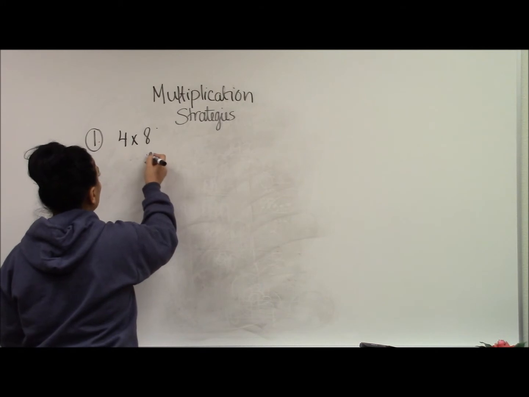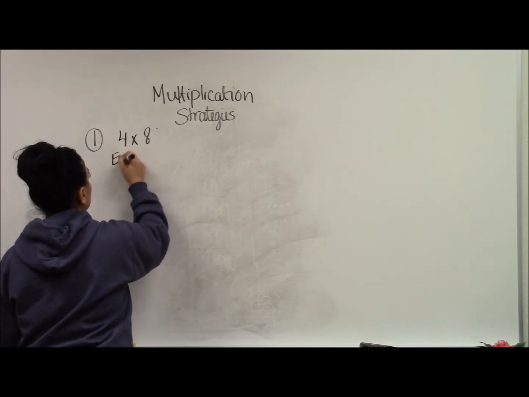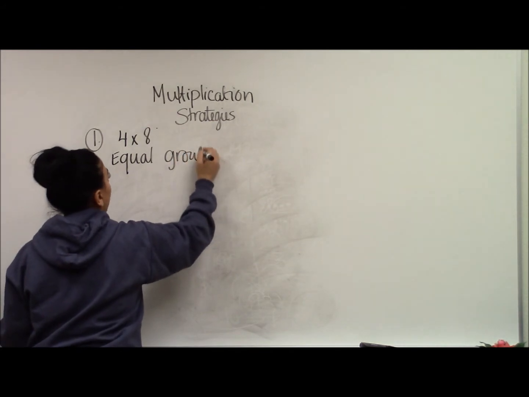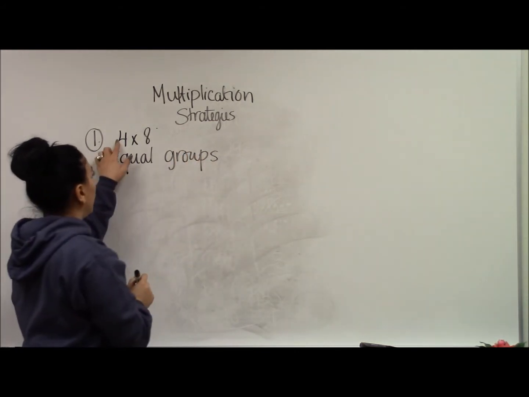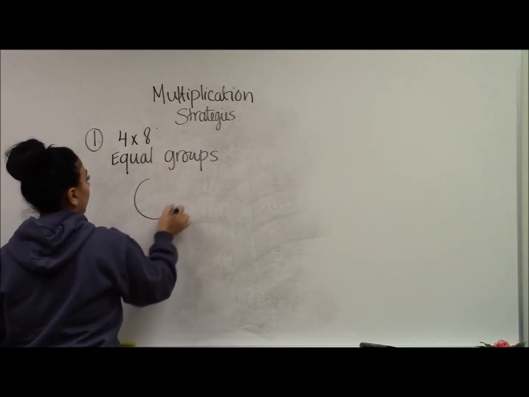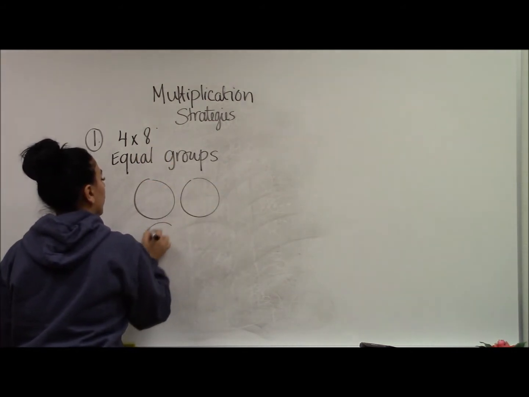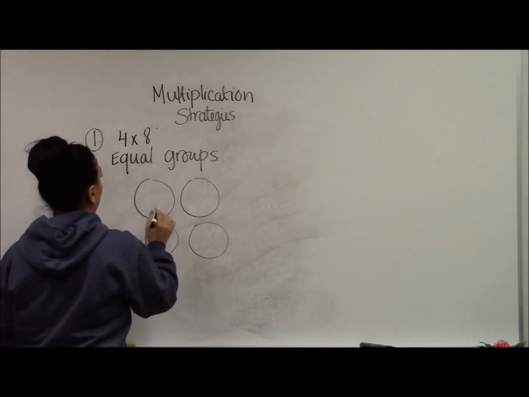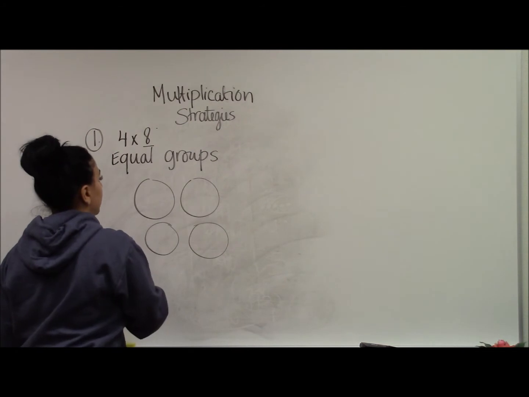And so I'm going to show you this strategy, and this is called equal groups, and that's to say that we are going to make 4 equal groups of 8. And so I'm going to make 4 equal groups, and I'm going to now draw 8.